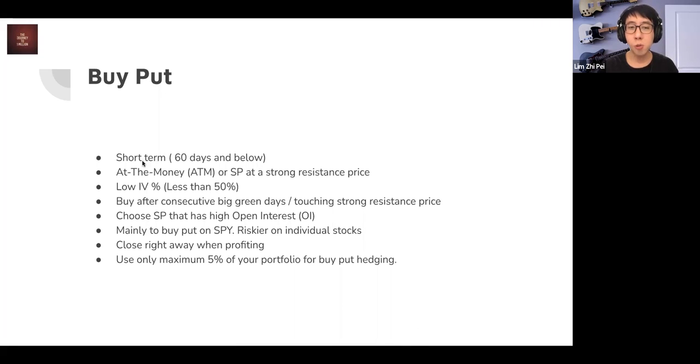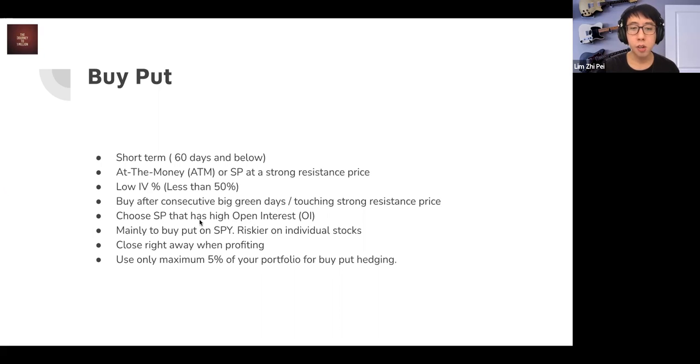But you cannot look at too short a term because of the time decay. If you go too short, then the time decay kicks in very fast, and if the market did not correct, then you will lose a lot. So similar to a buy call, we look at the money or strike price at a strong resistance price. And for buying options, you also look at low IV, and you buy a put when there are consecutive big green days or touching a strong resistance price.